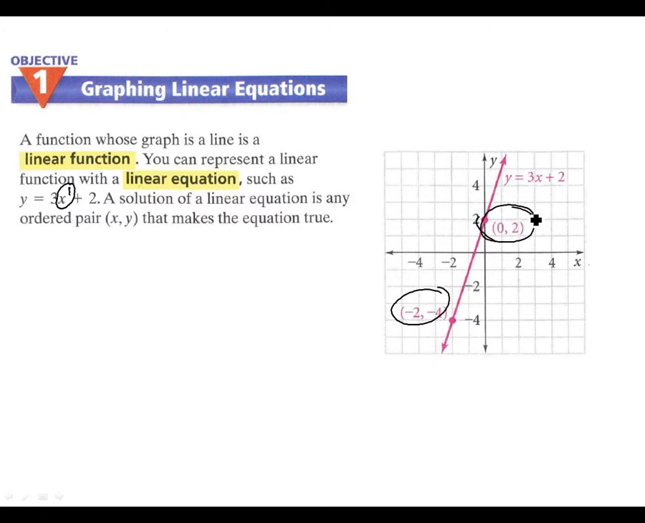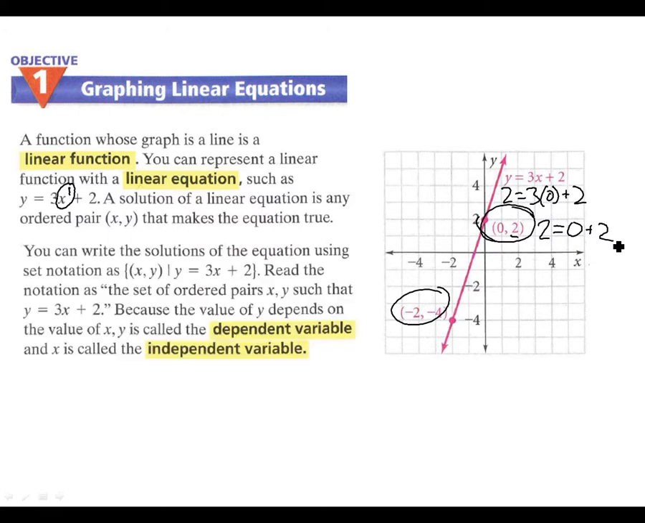If we plug in the x up here, let's try this one. 3 times 0 plus 2. Is that equal to 2, the y value? And so 2 equals 3 times 0 is 0. Is 2 equal to 2, 0 plus 2? It definitely is.